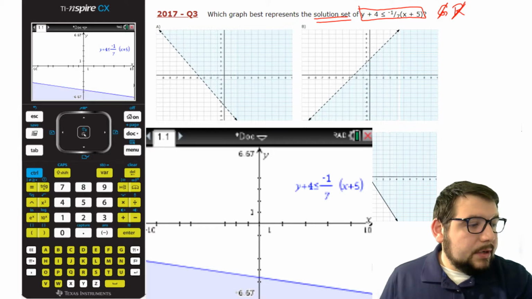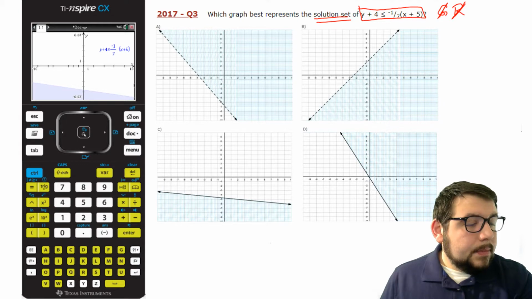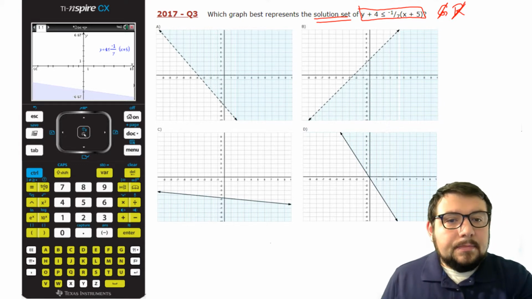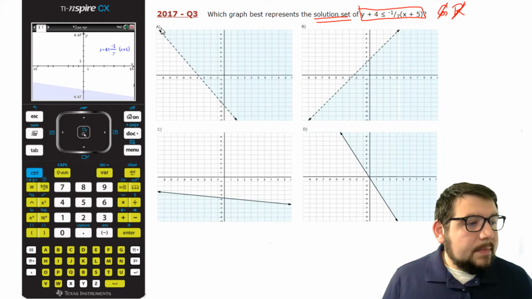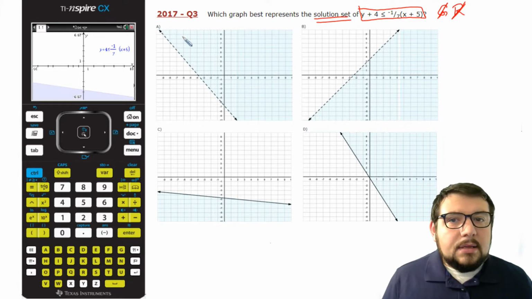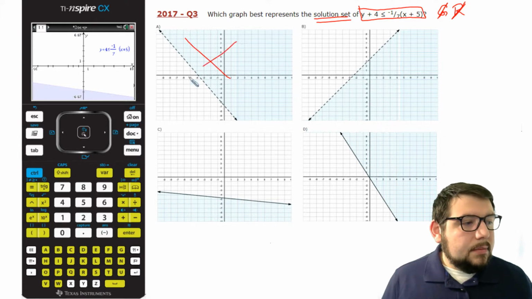So let's take a quick look at our answer choices. There we go. Okay, now I can clearly see that this one has a broken line. So guess what? That means choice A is pretty much out. Choice B has a broken line, so it's out.